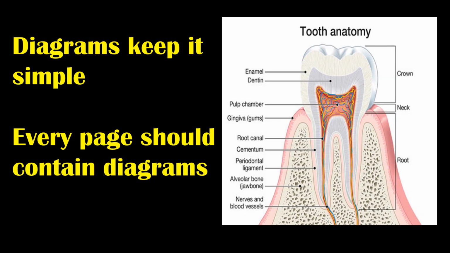Next, coming to the diagram. This is very important, because when evaluating the theory paper, we concentrate mainly on your flowcharts, your descriptive part, and your point wise writing. You have to include a lot of diagrams, and diagrams should be there on almost all the pages. So try to incorporate a lot of diagrams. It is very easy to understand what you have written.